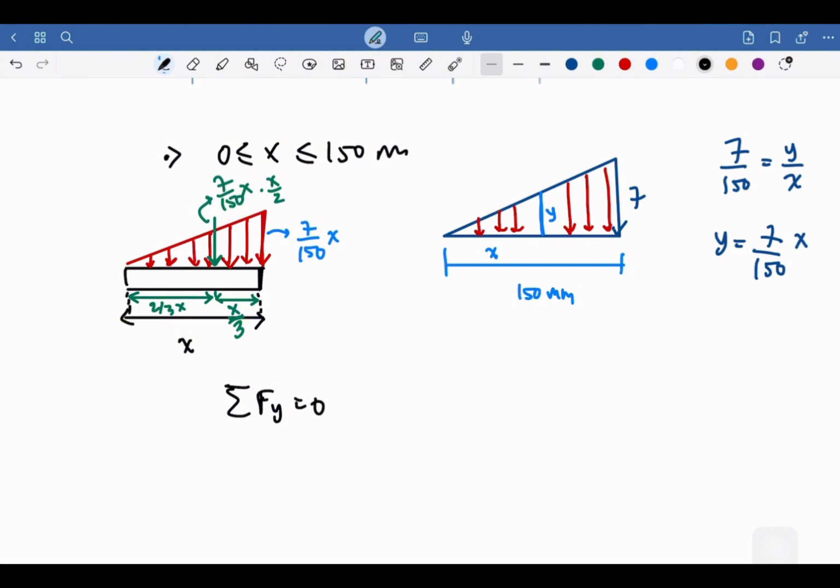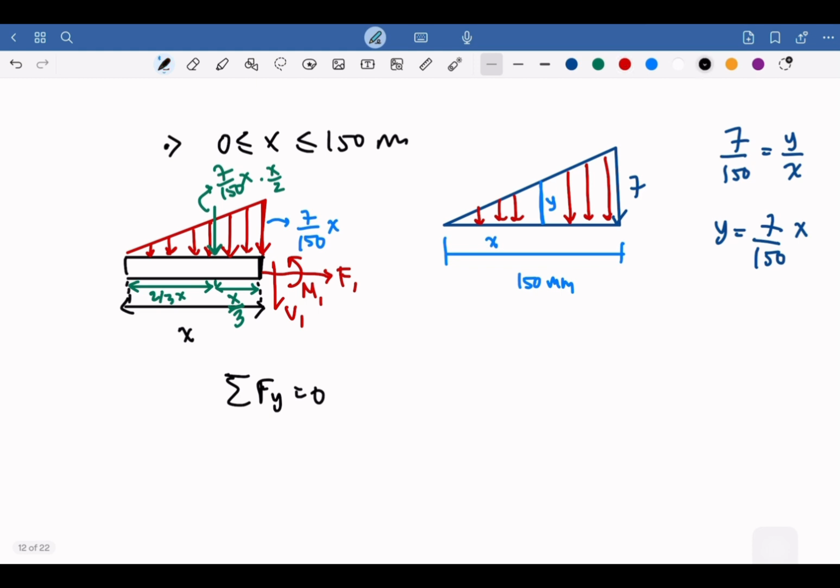And if we take that this is going to be the V1, this is the F1, and this will be the M1, right? So taking everything, 7 over 150 x squared over 2, or over 300, is equal to, since they are both in the same direction, negative, 7x... suppose V1 is negative.